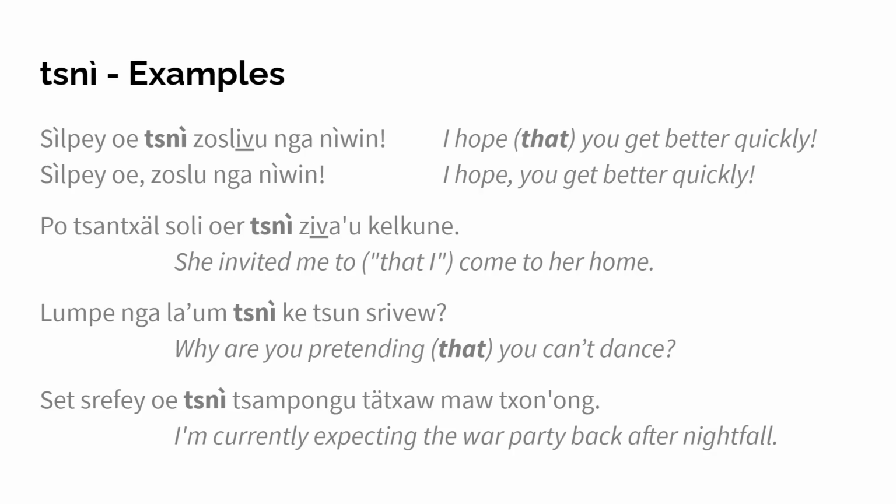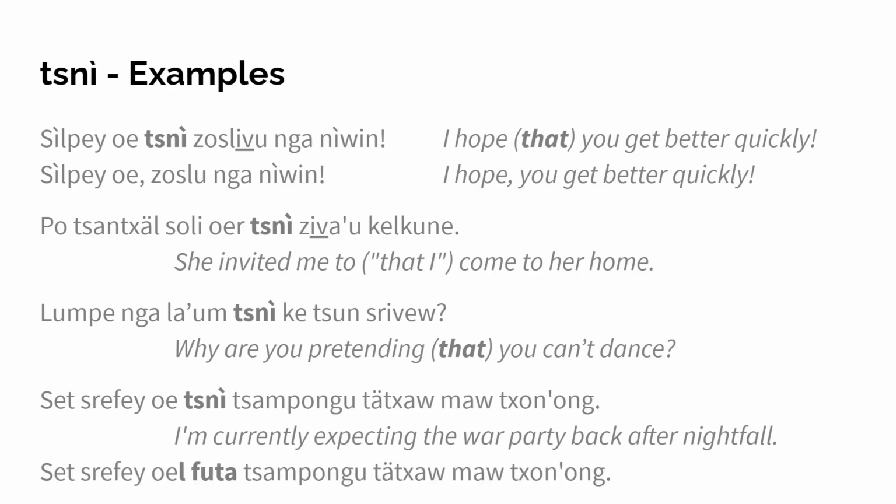And lastly, one example with srefey. Set srefey oi tsne tsambongu tet au maut on ong. I'm currently expecting that the war party comes back after nightfall. And like I said, this one can also be used transitively. So we can also write like this: Set srefey well futa tsampongu tet au maut on ong.